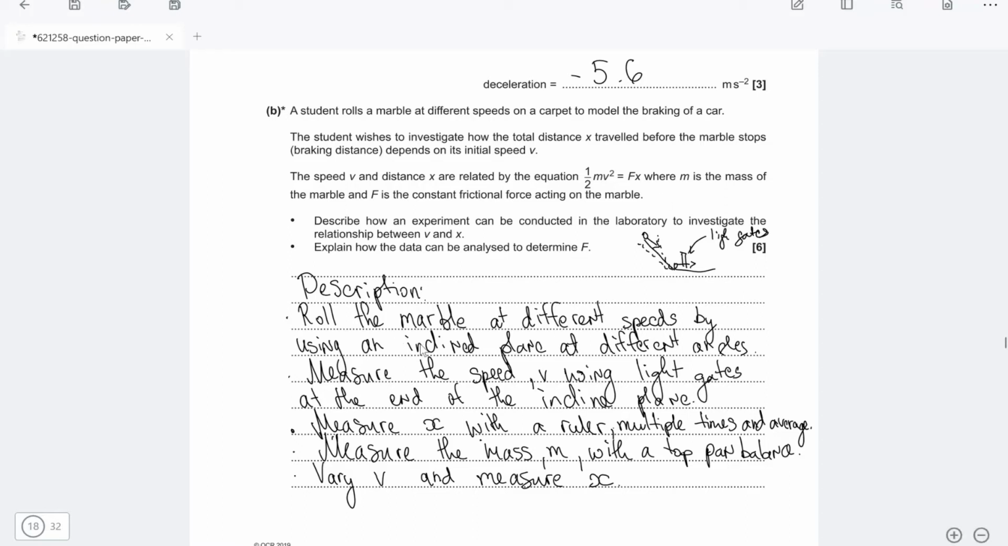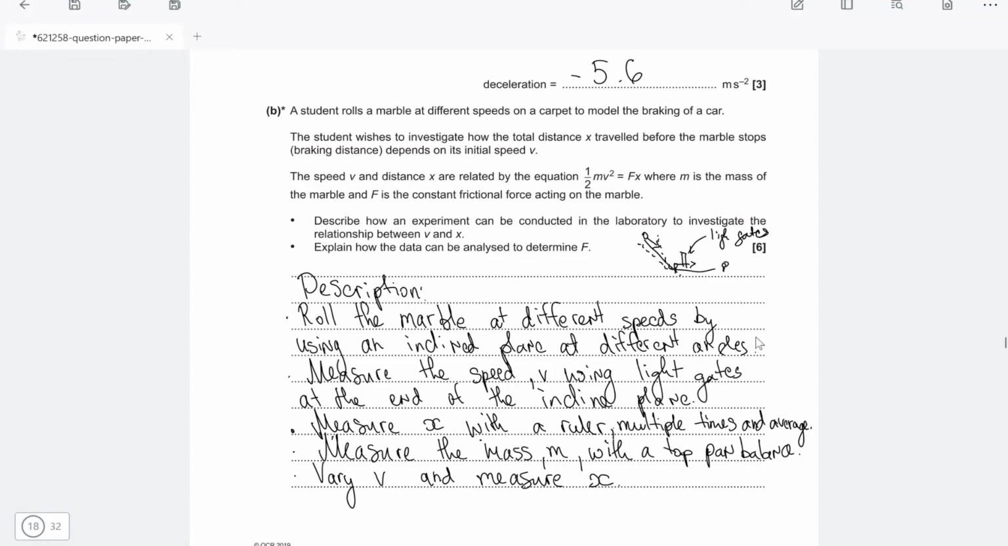So I've said over here, roll the marble at different speeds by using an inclined plane at different angles. We're going to measure the speed v using light gates at the end of the inclined plane. This is by far the most accurate way, and light gates are a pretty standard way of measuring speed. So in 6 markers, if we need to measure speed, we're always going to be using light gates. We're going to measure x with a ruler, but we're going to do that multiple times and average. So we want to be absolutely sure that we get the right answer.